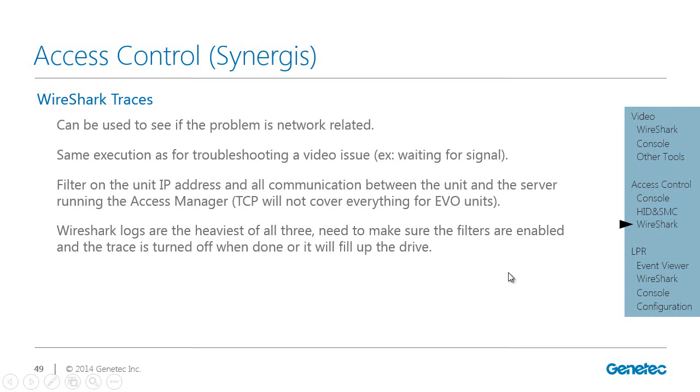If you're using Evo units, make sure you don't only look for TCP traffic, as there are some other types of information that are passed between the unit and the server. As well, just like the SMC support logs, we need to make sure we turn off the Wireshark trace when we're finished with it. The logs can get rather large and will fill up a drive pretty quickly if you leave that unchecked.